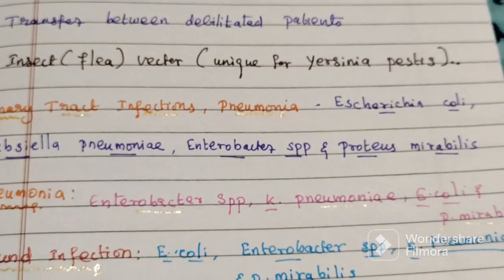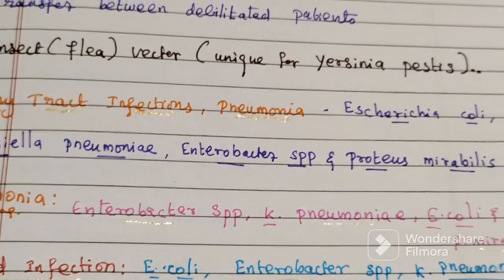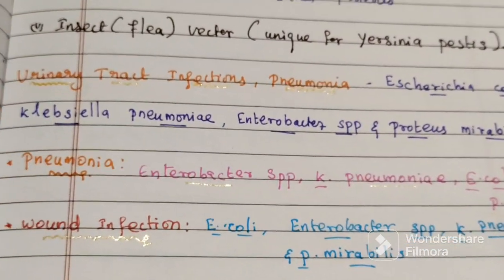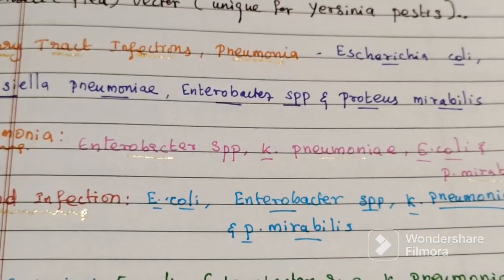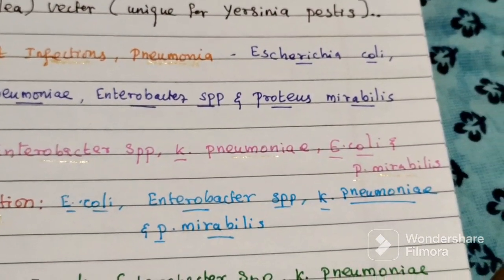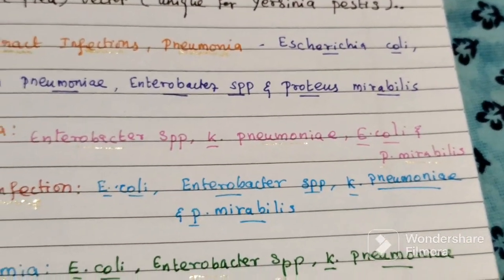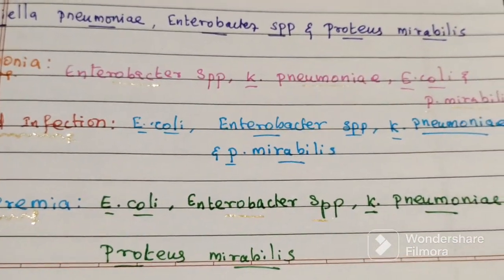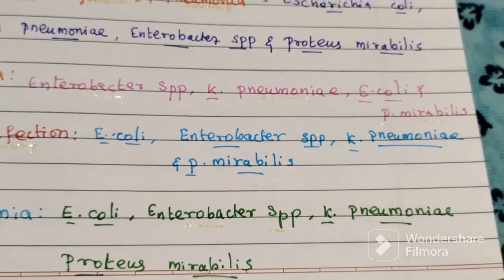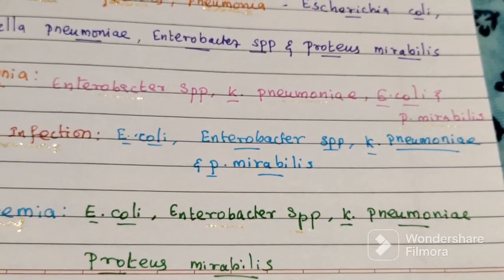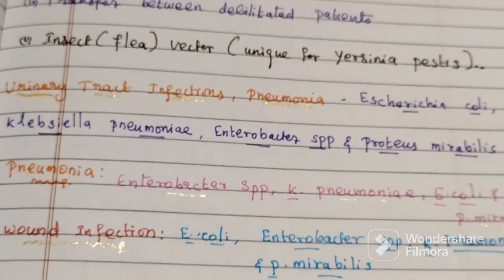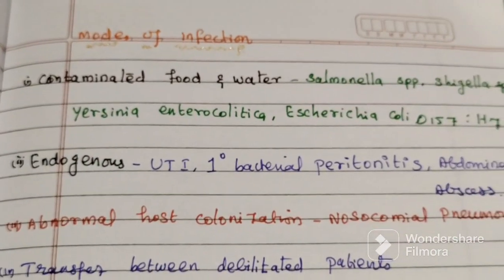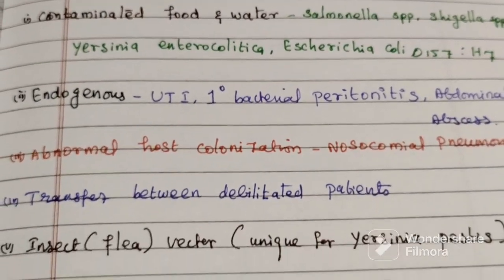Pneumonia is caused by Enterobacter species, Klebsiella pneumoniae, E. coli, and Proteus mirabilis. Wound infection is caused by E. coli, Enterobacter, Klebsiella pneumoniae, and Proteus mirabilis. Bacteremia is caused by E. coli, Enterobacter species, Klebsiella pneumoniae, and Proteus mirabilis. These are the modes of infection transmitted by the Enterobacteriaceae family.